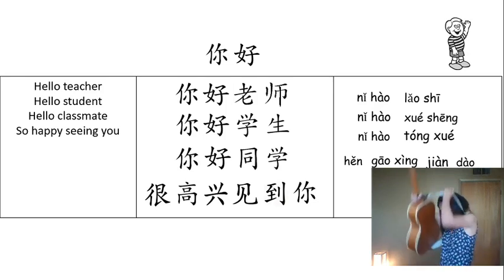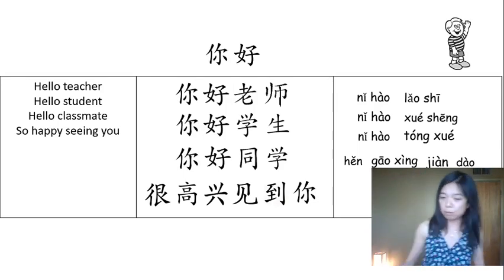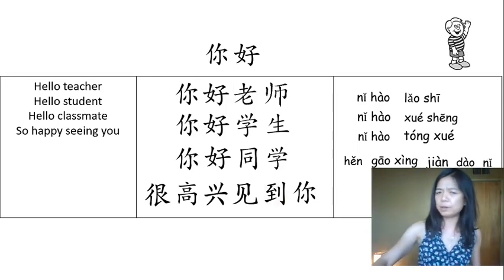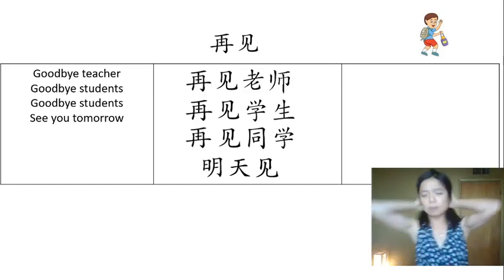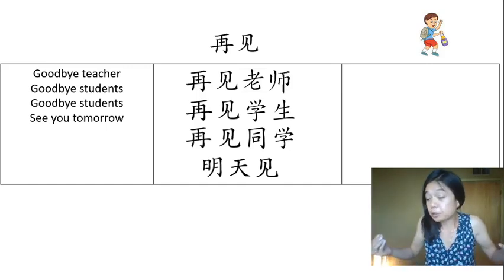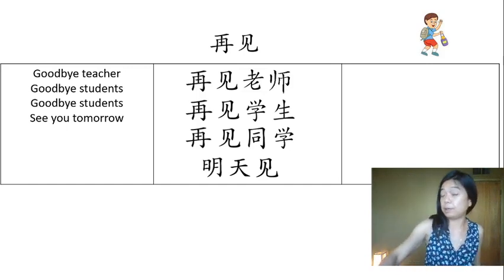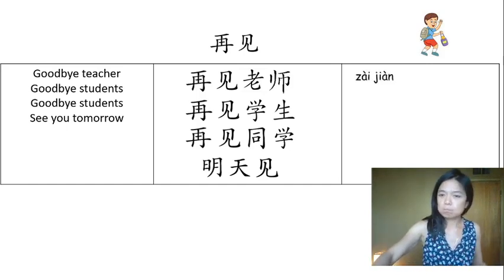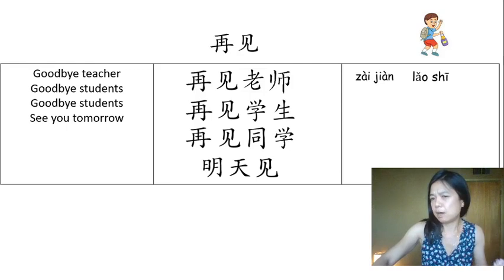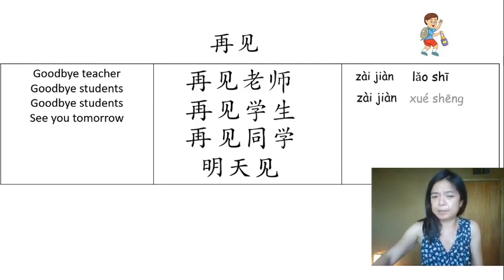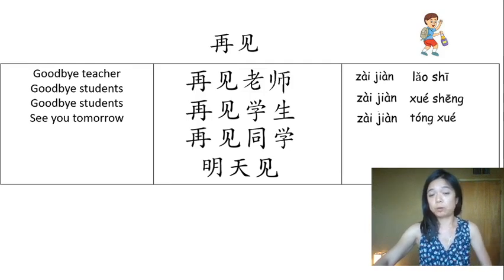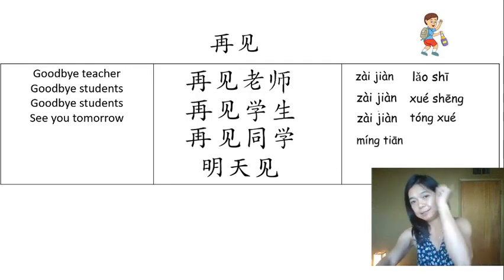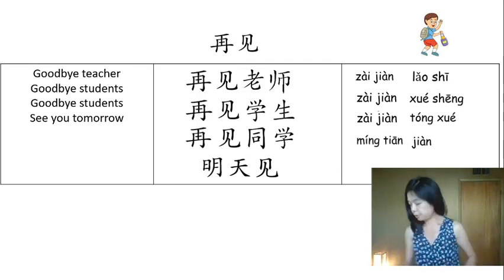Okay, so now besides ni hao, what other character did we learn? I say, oh wait a second, it looks familiar but I couldn't sound it. Let's see if the pinyin will help us out. Ready? Zai jian, lao shi. Zai jian, xue shen. Zai jian, tong xue. Ming tian jian.